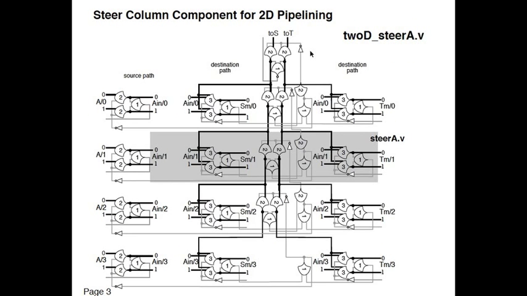So next we take the steer variable and we pipeline it down the columns to get 2D pipelining, right? So the steer variable will steer bit 0, and then it will pipe along and steer bit 1, and then pipe along and steer bit 2, and it has its own pipeline, orthogonal pipeline to the data flow. And then we get 2D pipelining.